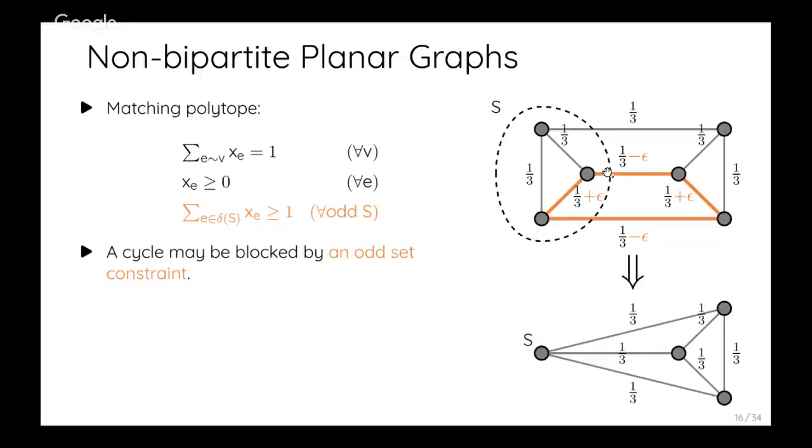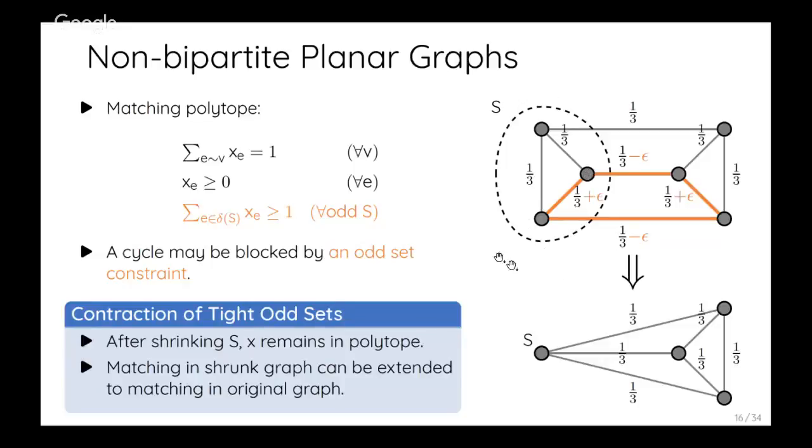But here is the saving grace. If you have an odd set of vertices that's blocking you, meaning that the cut value of it is already one, then there is a well-known operation that basically preserves perfect matchings and reduces the size of the graph. So this operation is basically you shrink all of the vertices inside the set S into a single vertex S. So you contract your graph. And the point is that if you had a point in the perfect matching polytope before the shrinking, the new point induced by the previous point is inside the polytope of the new graph, right? The reason for this is that because this set S was tight, now the degree constraint for this new vertex S is satisfied, okay?